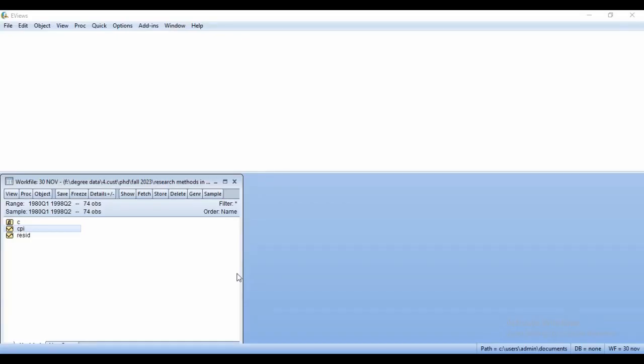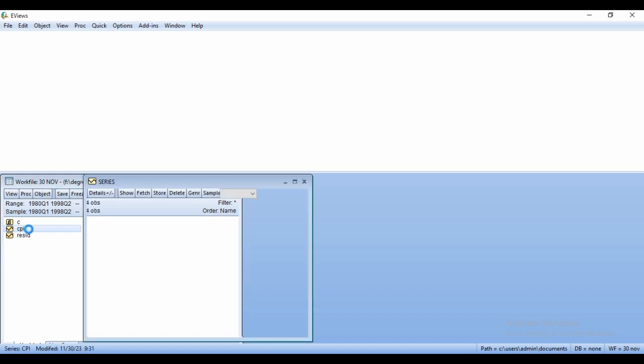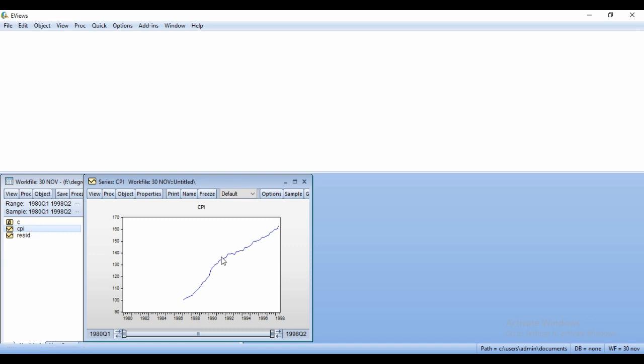In today's lecture, we will estimate ARIMA model by using Box-Jenkins technique. So the first step of Box-Jenkins technique is to estimate or check the stationarity of your data. So for that, I will double click my data, and here it shows a graph that is trendy. It means we have to make it stationary.